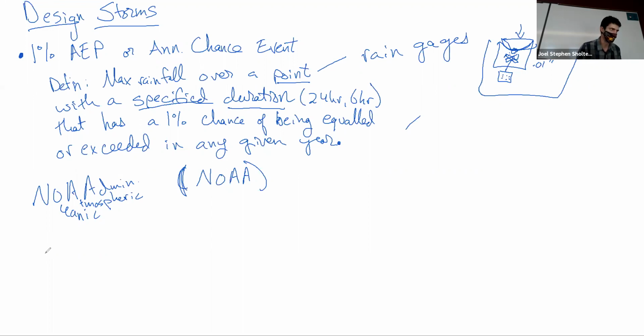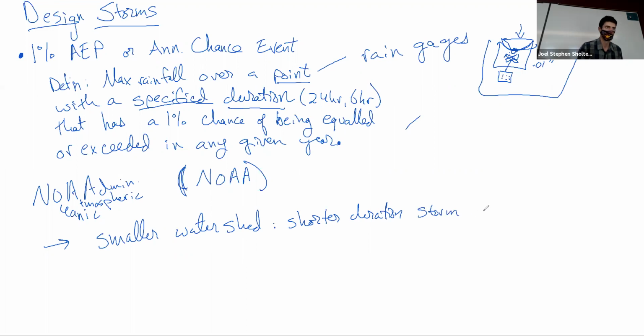Okay, and then let's look at just some more aspects of this. If we have a smaller watershed, a shorter duration storm will typically have a higher peak discharge because you can have a really intense storm and all the water can move really quickly to the outlet of the watershed.